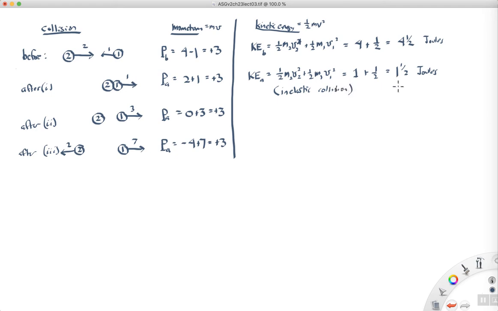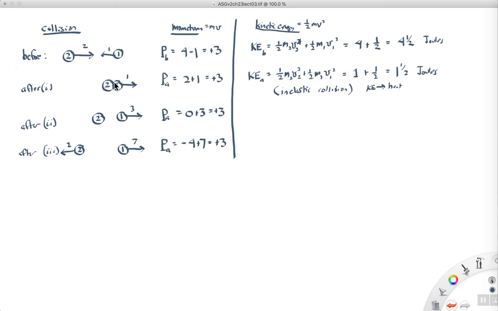In particular, some of the kinetic energy is turned into thermal energy. That is, some of the energy of motion, the kinetic energy, is going into heat or thermal energy. When these balls stick together, the atoms inside of them vibrate, and that is manifested as heat. So these balls are warmer than before. So this is a possible outcome.